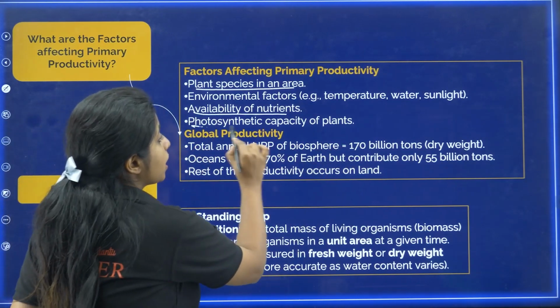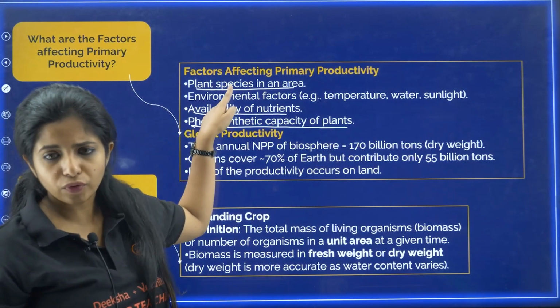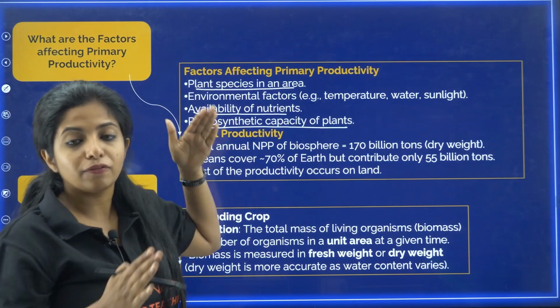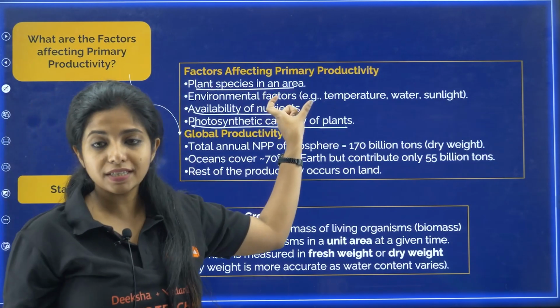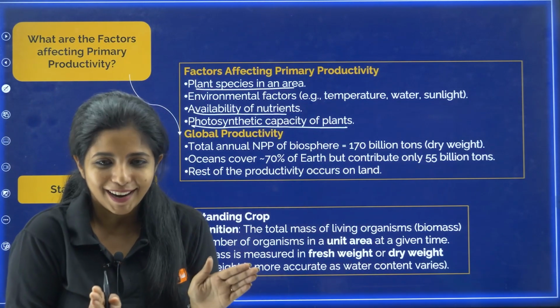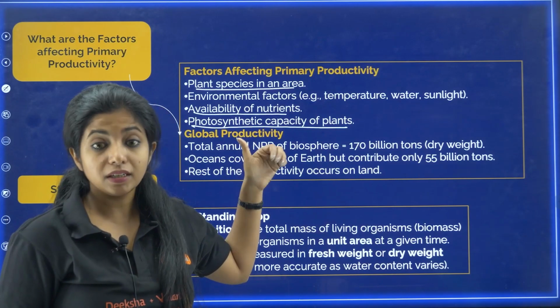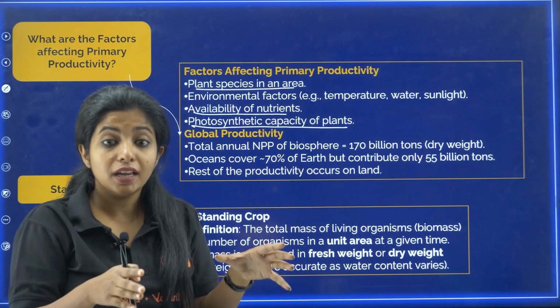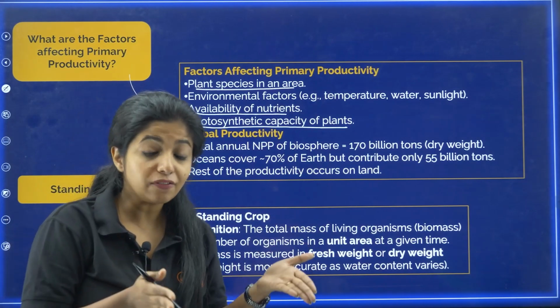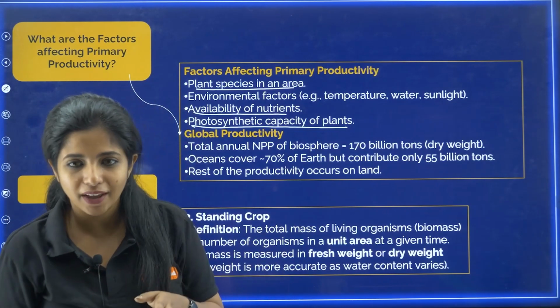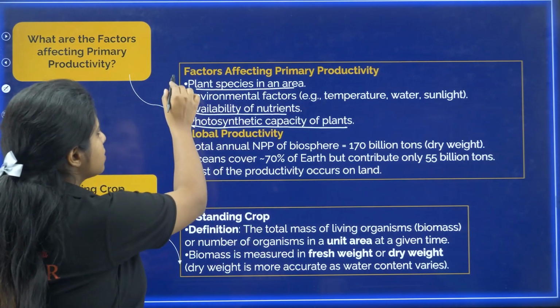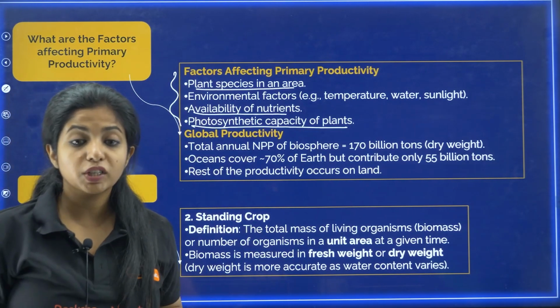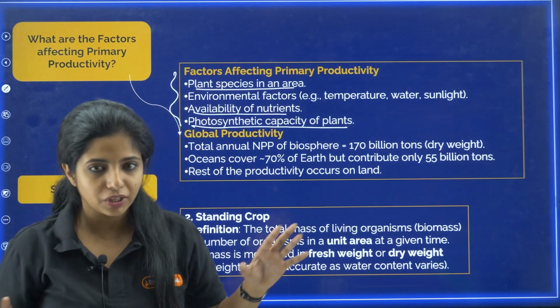Now the photosynthetic capacity of the plant. I just said it over here, but the same thing you can take as a different point. Why? Over here you can just consider the number of plant species that are there in an area. Over here you can consider the capacity of the plants which are there to photosynthesize. Some have a good capacity to photosynthesize, some would not be having it. So all these things that you see are the factors that affect what? The primary productivity of a particular area.